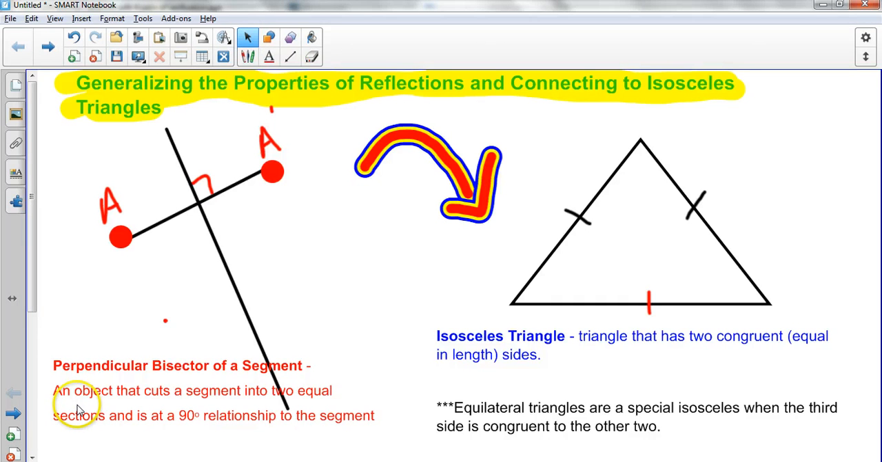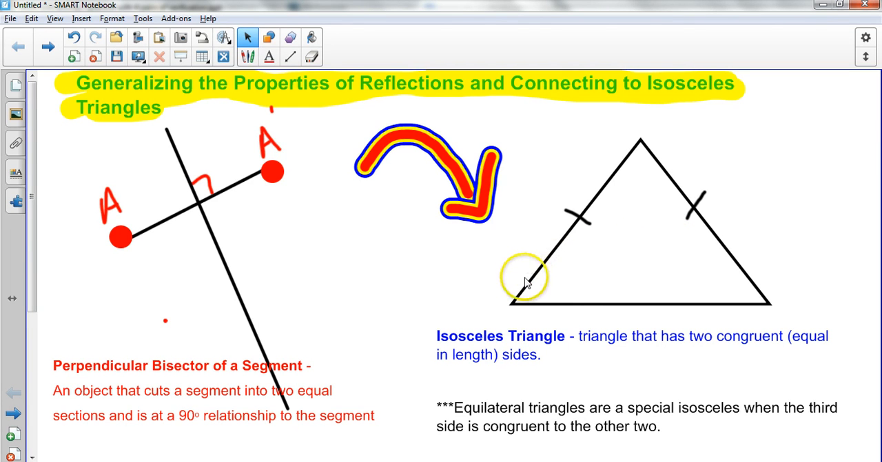Okay, we've been talking about reflections for a while here, and the two properties that always occur when a point gets reflected over a line. I'm going to make some connections now to our world of geometry and how reflections can help us actually explain other shapes and symmetry. So I'm actually going to make connections to reflections and connecting that to isosceles triangles. So make sure you have your notes when you follow along with this video.